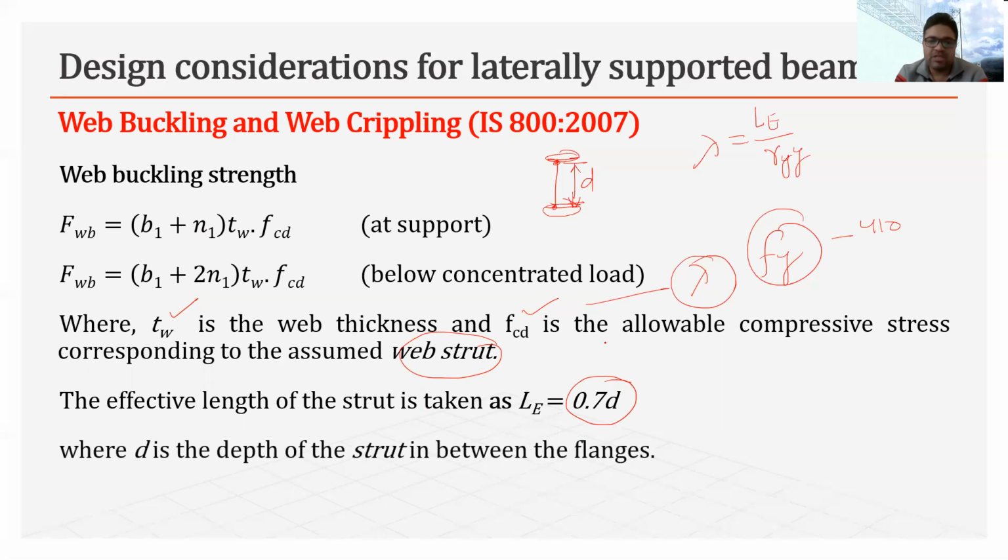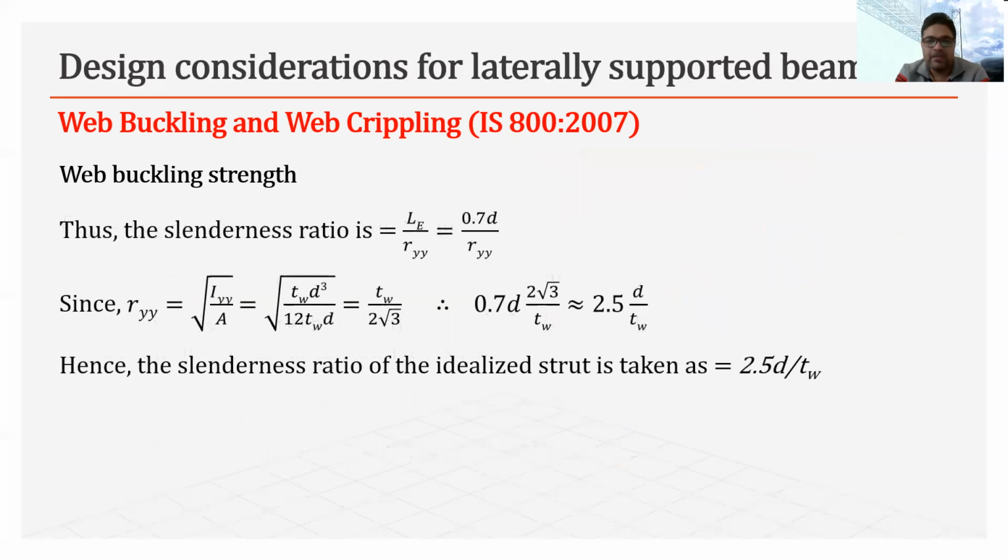Now, once we find out the effective length, then we need to find out the minimum radius of gyration also. D is the depth of the strut in between the flanges. Therefore, the slenderness ratio can be calculated as you can see here.